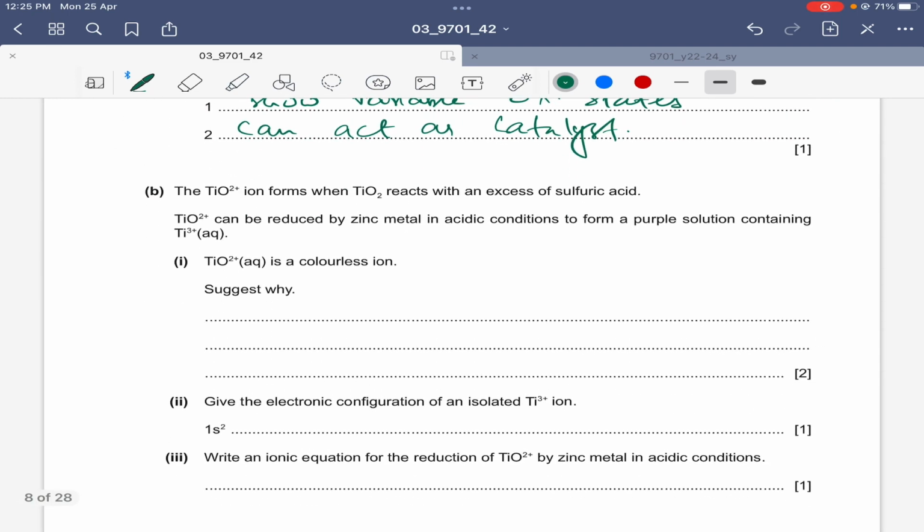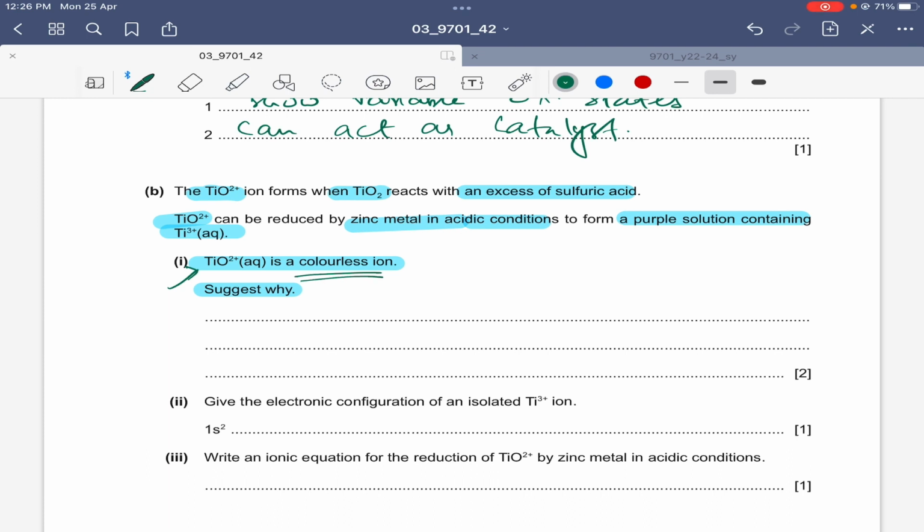Now the next part of the question is the TiO2 plus ion forms when TiO2 reacts with an excess of dilute sulfuric acid. So when titanium oxide reacts with sulfuric acid, we get TiO2 plus. TiO2 plus can be reduced by zinc metal in acidic conditions to form a purple solution containing Ti3 plus. TiO2 plus is a colorless ion. Suggest why. Right. So now they're asking us why TiO2 plus is colorless, since normally transition elements or their ions give colored solutions, and we have to give a reason for this.